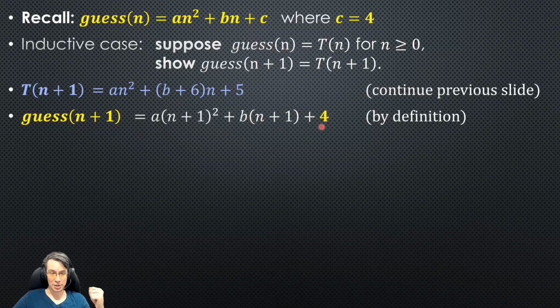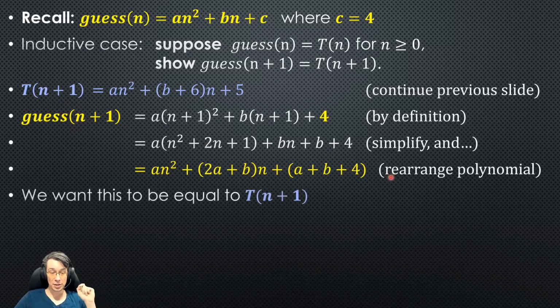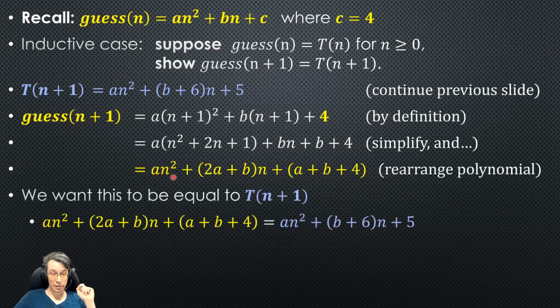Now if we do a little bit of algebra, expand this, and again rearrange the polynomial to be something times n squared plus something times n plus something, then we can see if we want our t of n plus 1 to be equal to guess of n plus 1, let's set these closed form expressions to be equal to each other. And if these two expressions are supposed to be equal, then the coefficients of the various powers of n must be equal to each other respectively. So a n squared should be equal to a n squared. The a should be equal to a.